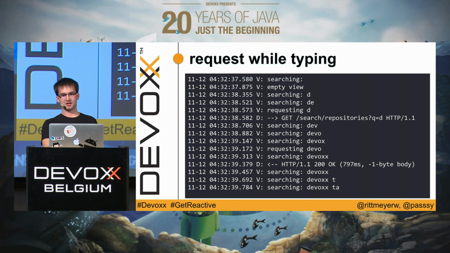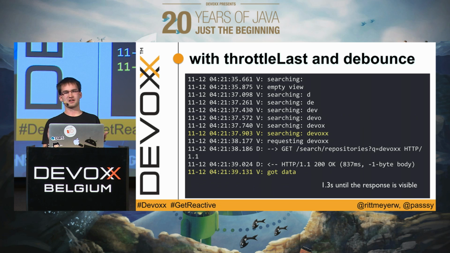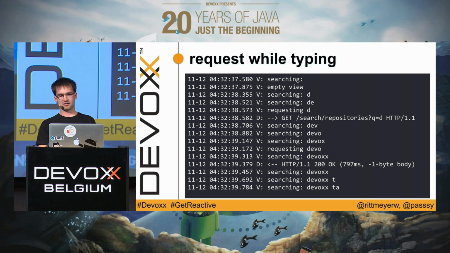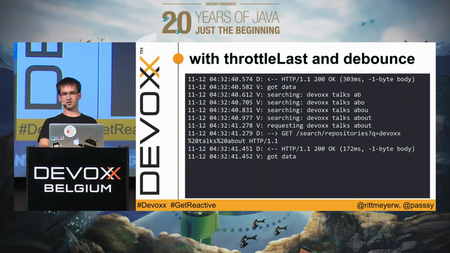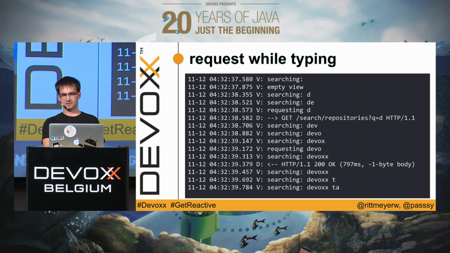Here's another thing. I also want to support that when I'm typing, I get results immediately while I'm typing. Because this looks like I just wait until someone stops writing, and then I make the network request, but it's not that simple. Here's an example. I searched for Devoxx talks about a repository on GitHub, and while typing I also got requests.